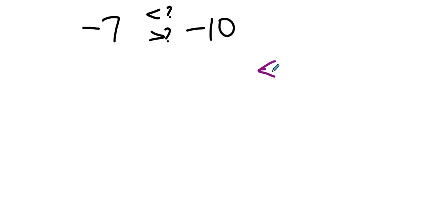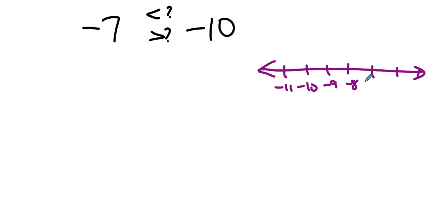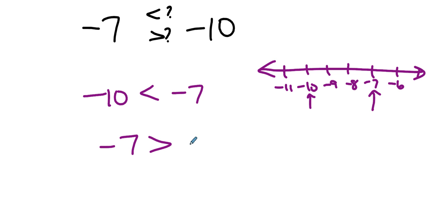So then what do we mean when we try to compare negative 7 and negative 10? Is it less than? Is it greater than? What's the sign that goes there? Well, we can appeal to the number line. There's negative 10. There's negative 7. Who is further to the left? Negative 10 is further to the left. So we can either say that negative 10 is less than negative 7, or we can say that negative 7 is greater than negative 10.